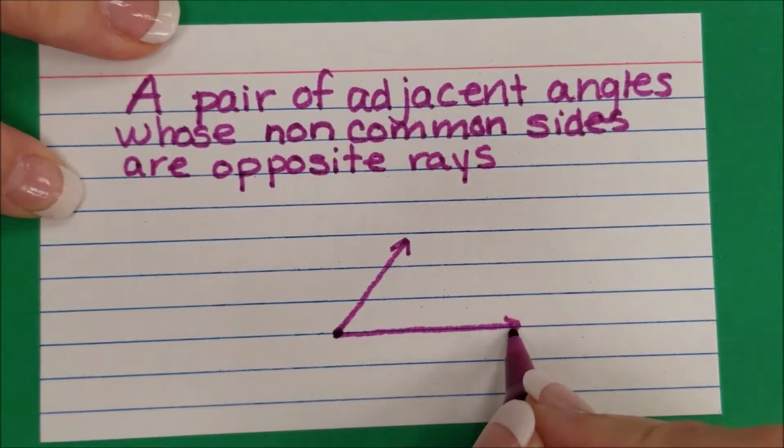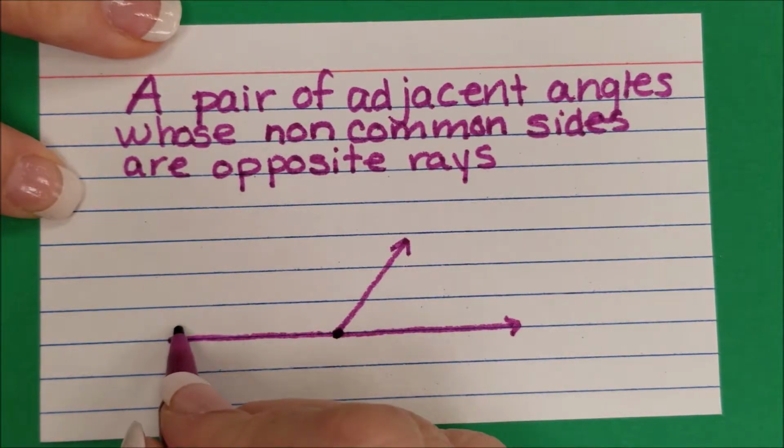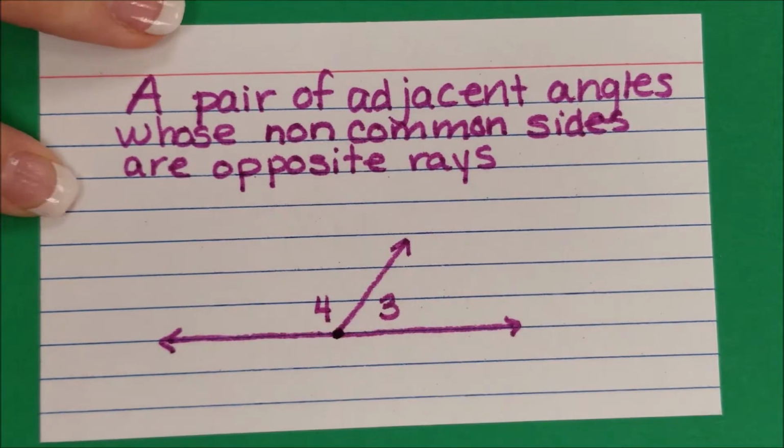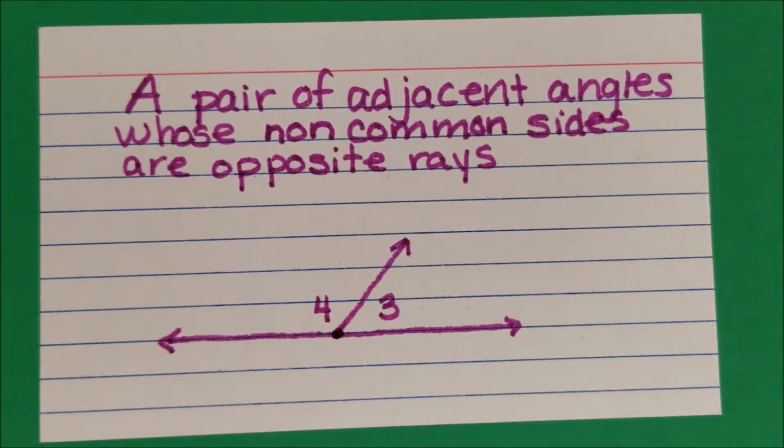So if this one goes that direction, opposite is 180 degrees. So this angle and this angle, angles 3 and 4 are a linear pair because angle 3 plus angle 4 equals a line.